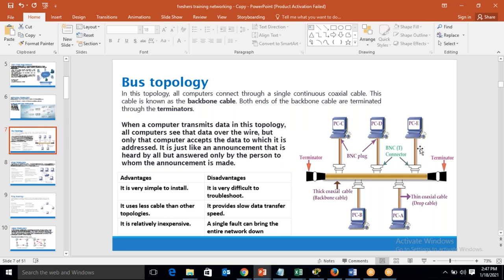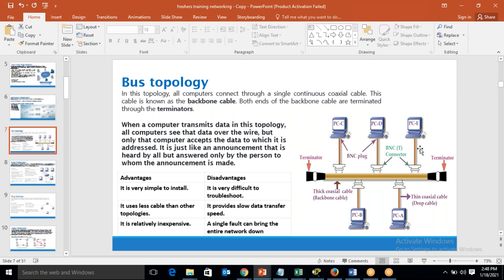And coming to the advantages and disadvantages of this particular bus topology. Advantages are it is very simple to install. It uses less cable than other topologies, of course, because only one backbone cable plays a major role in this bus topology. And it is relatively inexpensive. Okay, it's an economic type of topology.